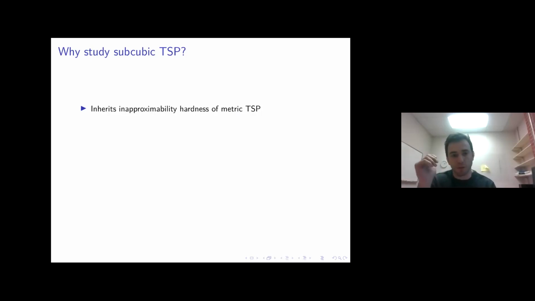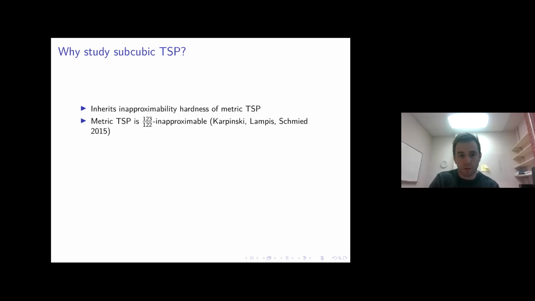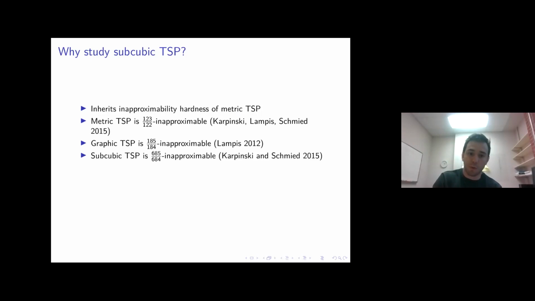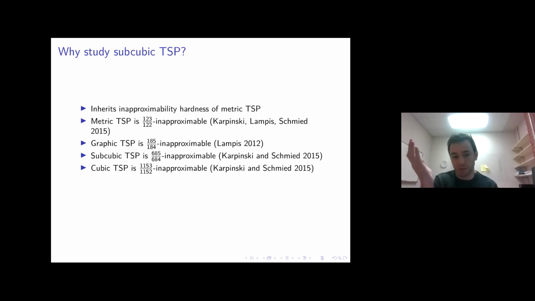Well, there's a couple of reasons. One, it still inherits the inapproximability hardness of metric TSP. It's known that metric TSP is 123/122 inapproximable. Graphic TSP is slightly better, but it's still inapproximable within 185/184. And subcubic TSP is 685/684 inapproximable. And cubic TSP is also inapproximable within a small constant.